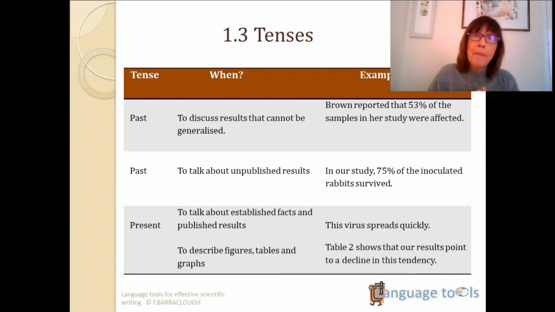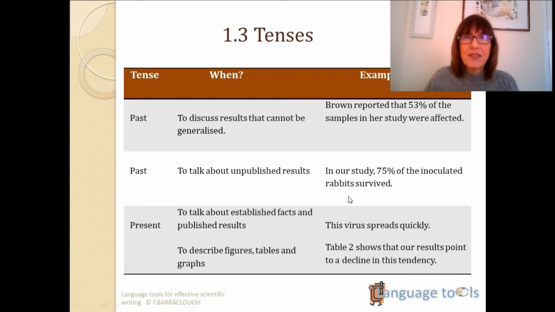Also to talk about unpublished results, in other words, ours. "In our study, 75% of the inoculated rabbits survived." And the present to talk about established facts and published results. So, for example, "This virus spreads quickly." It's a fact. And also to describe figures, tables, and graphs. So we say "Table 2 shows that our results point to a decline in this tendency."